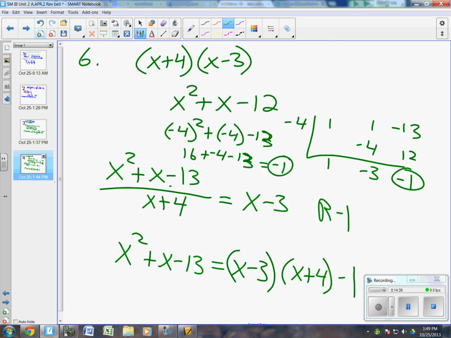Okay? Now, if you multiplied x minus 3 times x plus 4, and then you minus 1, you would get this right here, right? So do you see how they're related? Do you see why they wanted you to do that? And that's the same with number 8 down below that we were doing.